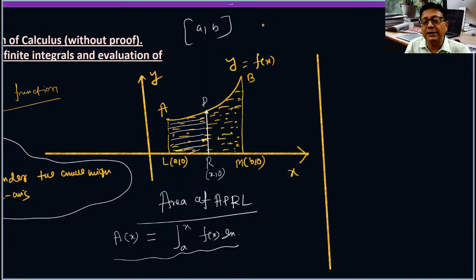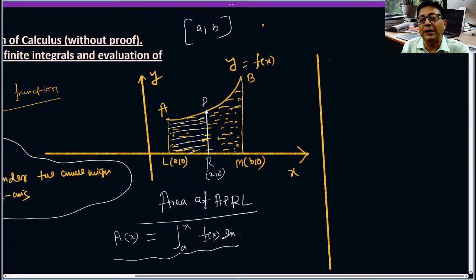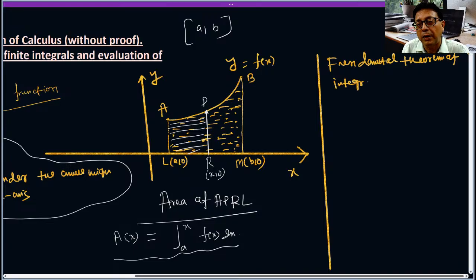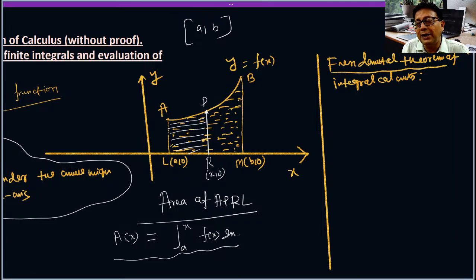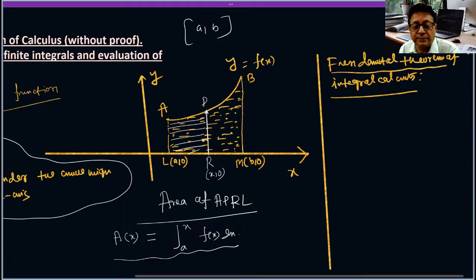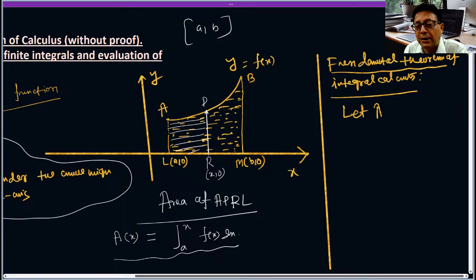the fundamental theorem of integral calculus, statement 1. I will be telling you the way it is stated in your textbooks. I will just explain the meaning of everything written over there. So what will be that? Let A(x) equal to A to x f(x) dx.